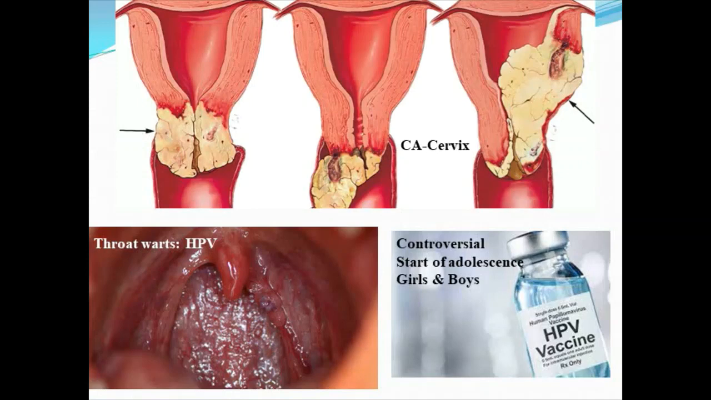So this HPV vaccine is a bit controversial, but the best time to give it is at the age of 12 to 13 years, just at the start of adolescence, in both girls and boys, particularly the girls, for the best effect. But it can be given up to 40 years of age.